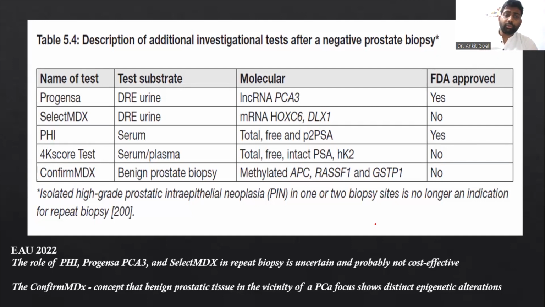The FDA has approved the Progensa and the PHI. These two are approved by the FDA in patients who had a prior negative biopsy. Now, Progensa and PHI are approved by the FDA, but they are not cost effective. They are very uncertain. At the same time, this is what the EAU recommends. Now, these are all the additional investigations that we can get in patients with a previous negative biopsy.